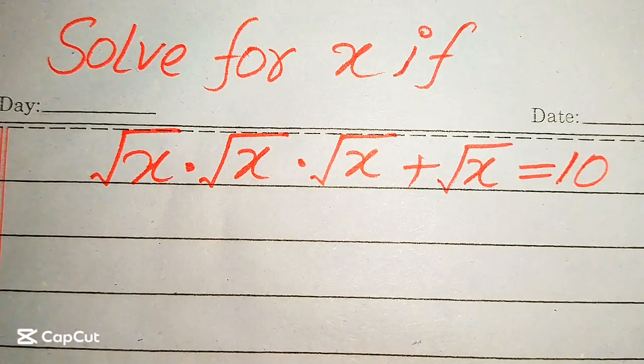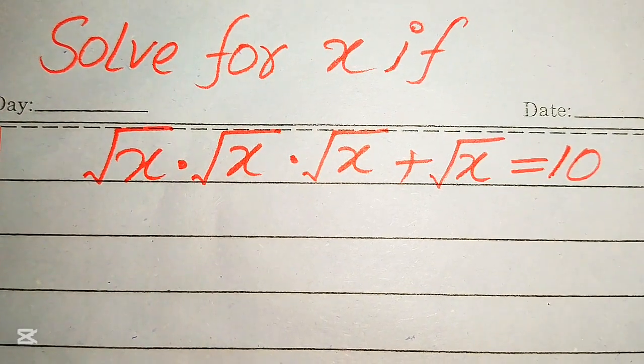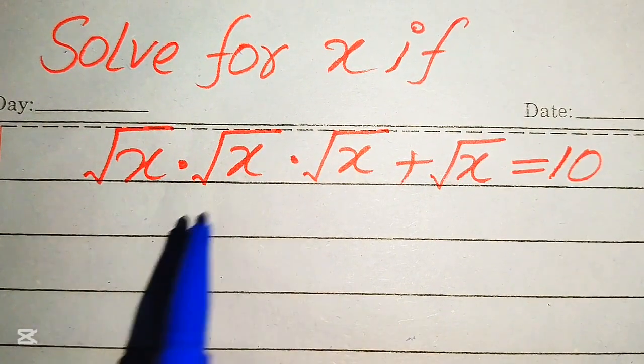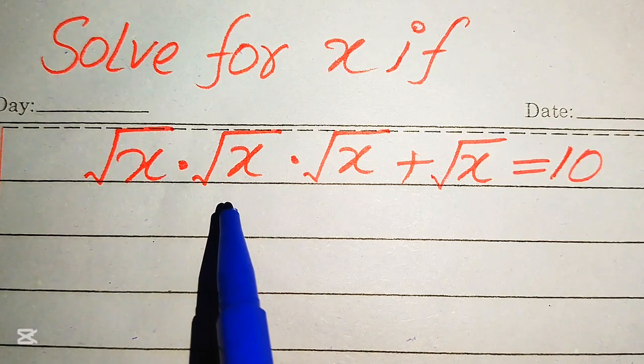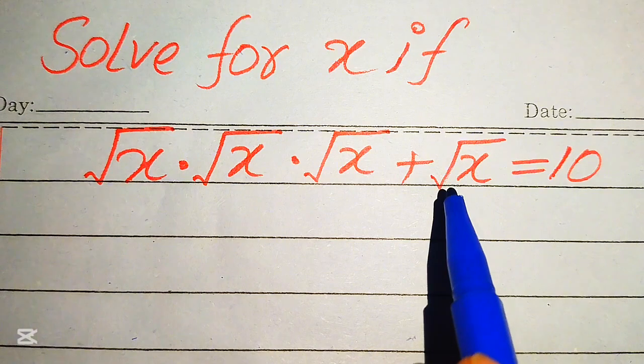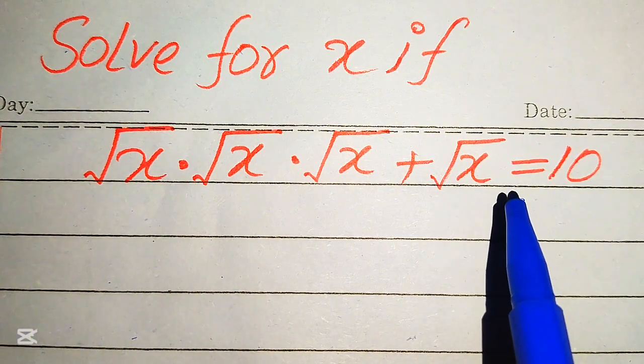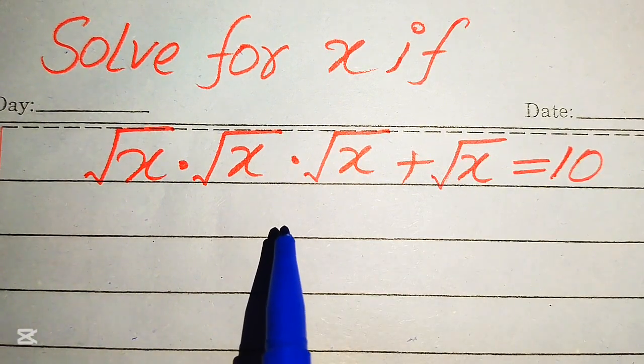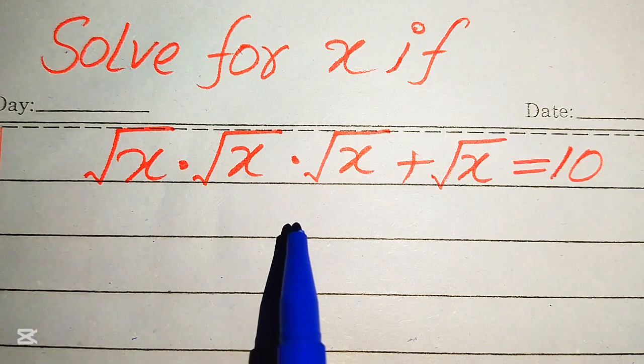Today I want to show you how to solve this problem for the values of x: the square root of x multiplied by the square root of x multiplied by the square root of x, plus the square root of x, is equal to 10, and here we solve this problem for the values of x.